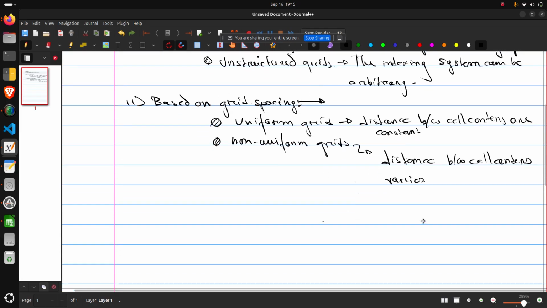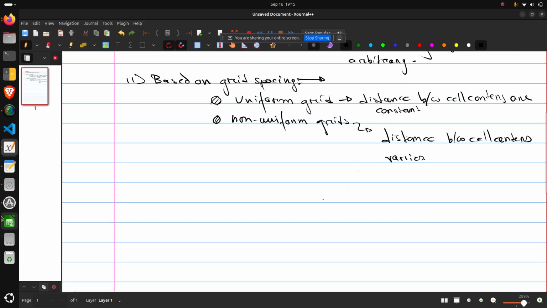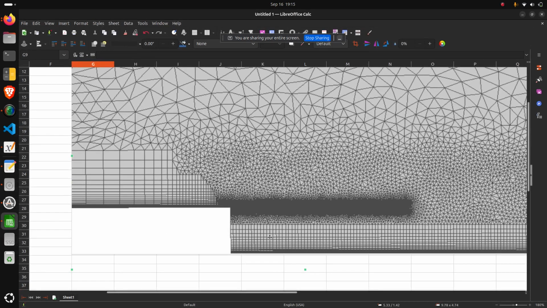The spacing varies, right? So near the wall we have fine resolution here, but we also have a fine resolution in this region as well. Why is this? This is because in this region some shearing will take place, which will again create very high gradients. So to capture these gradients we also require very fine resolution in this region.